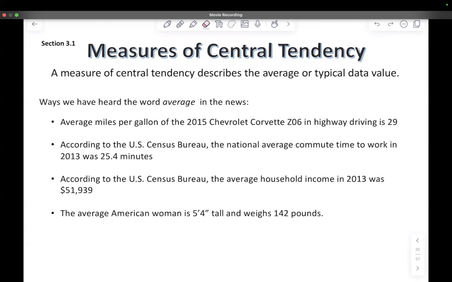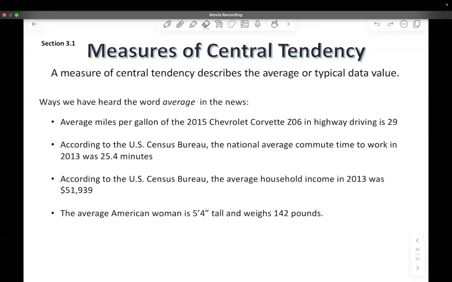All right. So today, in section 3.1, we're talking about measures of center. We've talked about average a lot. In life, you hear the word average all the time, and we always just think of average as adding up all the numbers and dividing by how many data values there are. But average can mean different things. Average can mean mean, median, or mode. Those are three different ways to refer to average.